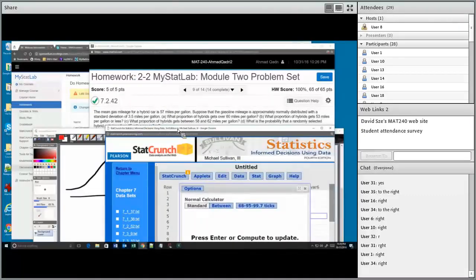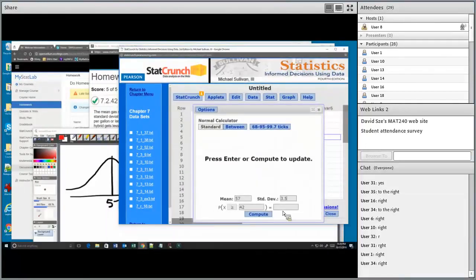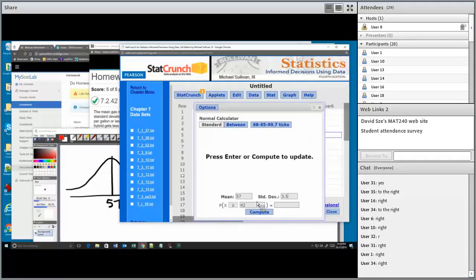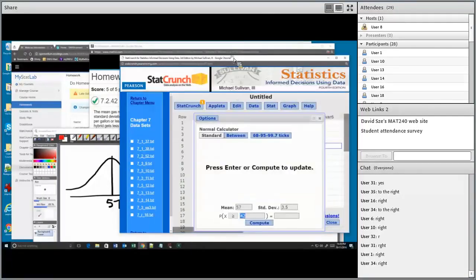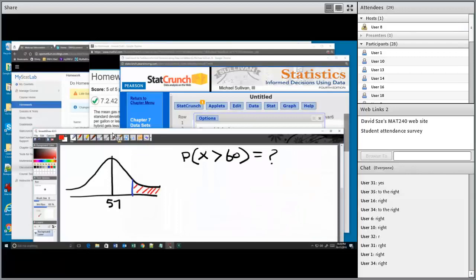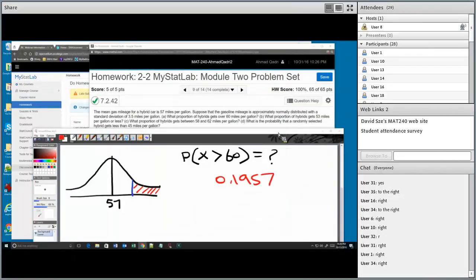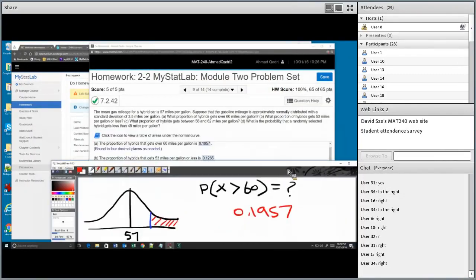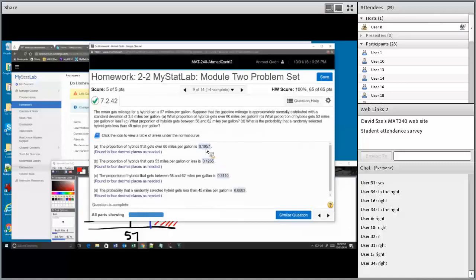Okay, 57 is the mean, 3.5 is the standard deviation, and I want the probability that x is greater than 60. Hit compute, here's 60, and the answer is 0.1957. But they wanted proportions, right? I wonder if they are looking for percentage. No, they're just looking for decimals. So the answer is 0.1957.